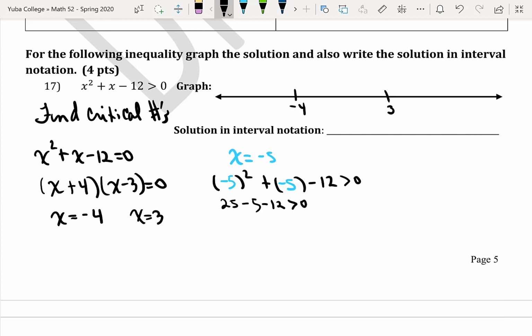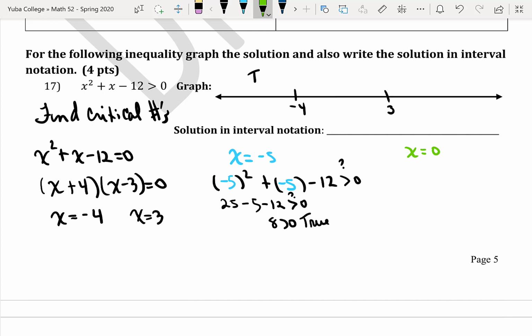And so now you're going to try and plug in something in between negative 4 and 3. If 0 falls on that interval, that's the easiest one to do. If I plug in 0 wherever I see an x here, I'm just left with negative 12 is greater than 0. And this is a false statement. So I'm going to put an F here for false.